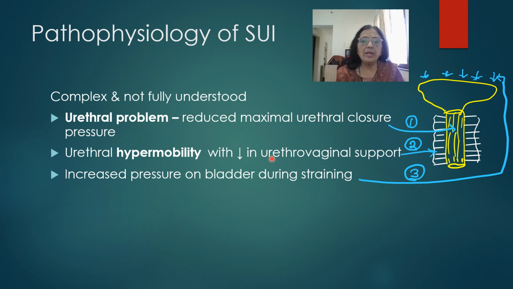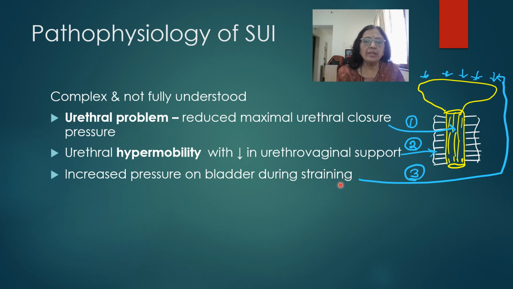Second is urethral hypermobility with the reduction in urethrovaginal support, where it is associated with descent of the urethra, more of a urethral mobility because of the weakening of surrounding supports to the urethra. That can be the problem. This is the second component of the pathophysiology, where there can be an underlying problem.